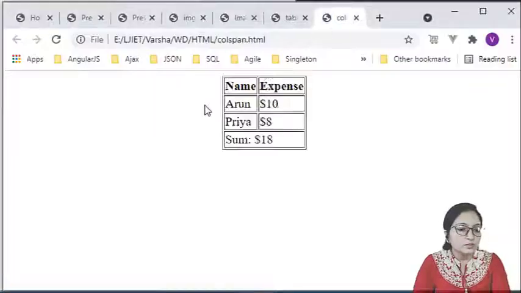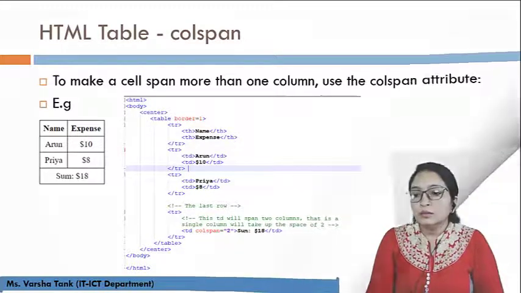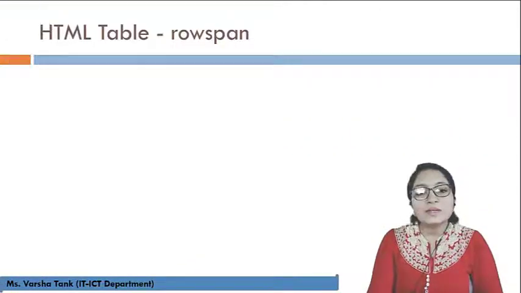Execute this. Okay, so we have used the center tag, that's why it is in the center. Got it? So here you can see this is the colspan. Got it? So this way you can use the colspan. Now let's see the rowspan. Now the next one is the rowspan.